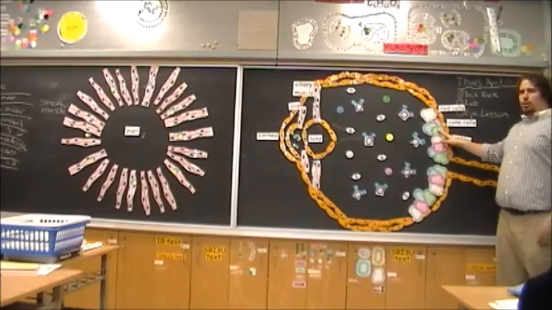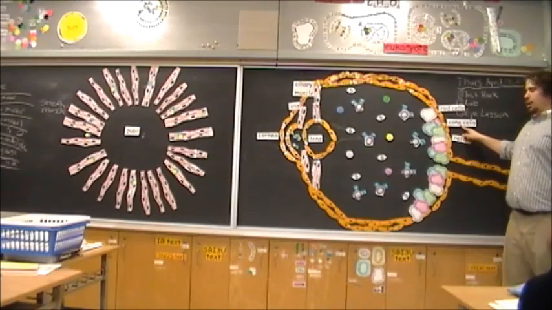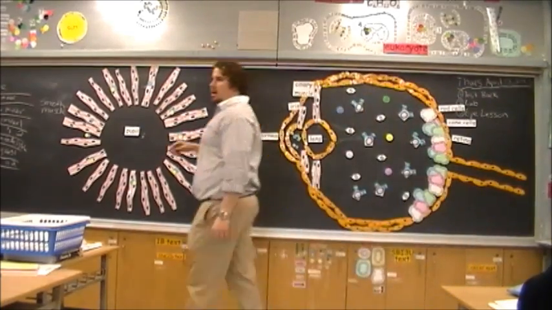The red, blue, green are called your cone cells. Your cone cells are responsible for seeing color.